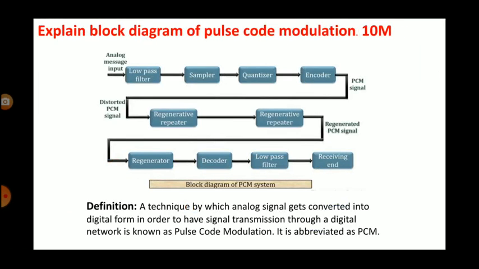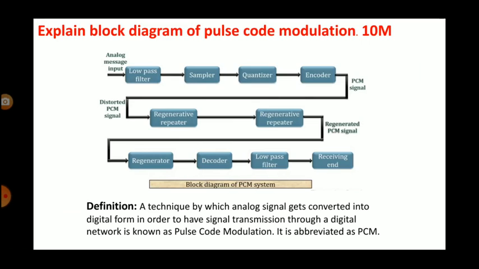Explain the block diagram of pulse code modulation. It is for 10 marks. It consists of blocks: low pass filter, sampler, quantizer, then encoder, used for PCM transmission. Then the distorted PCM signal can be recovered by a regenerative repeater. That is, the regenerated PCM signal is passed through the regenerator, decoder, low pass filter, then it goes to the receiving unit.